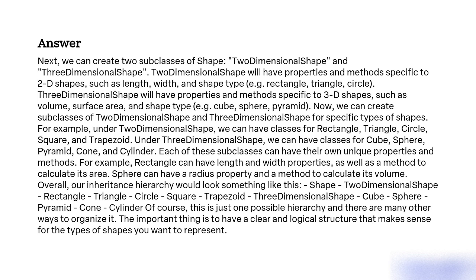For example, Rectangle can have length and width properties, as well as a method to calculate its area. Sphere can have a radius property and a method to calculate its volume. Overall, our inheritance hierarchy would look something like this: - Shape - TwoDimensionalShape - Rectangle - Triangle - Circle - Square - Trapezoid - ThreeDimensionalShape - Cube - Sphere - Pyramid - Cone - Cylinder.